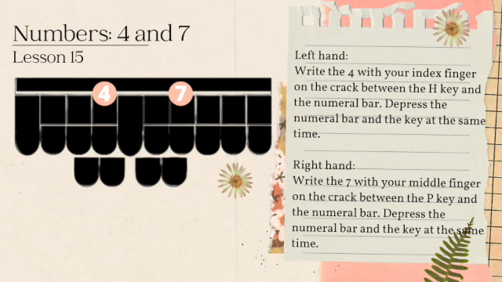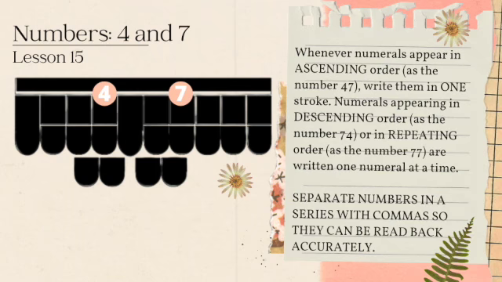Same with number 7. With your right hand, you write the number 7 with your middle finger on the crack between final P and the numeral bar. So you depress the numeral bar and the key at the same time. Remember this: whenever numerals appear in ascending order, for example 47, you write them in one stroke, meaning you press number 4 and number 7 simultaneously, or together.